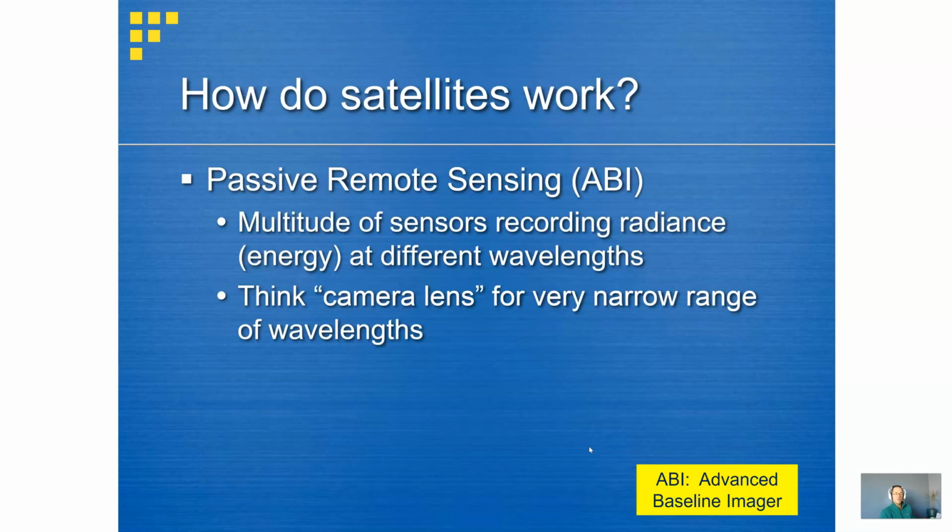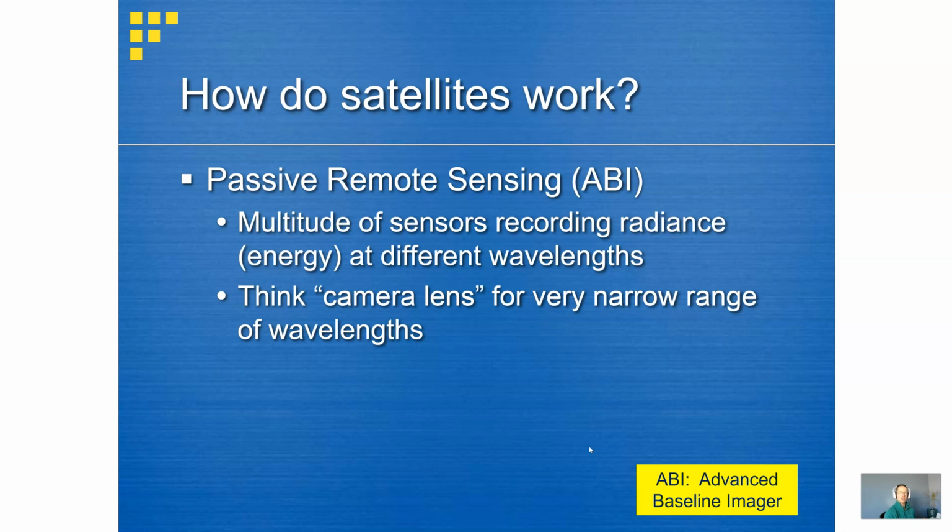But you may be wondering, or maybe not, how do these satellites actually work? And so we have this idea of a passive remote sensor, an ABI, the Advanced Baseline Imager. Here we have a number of different sensors on these satellites that are recording energy at these different wavelengths. And one thing to keep in mind, and we'll talk about this more when we talk about visible, is the idea that temperature is oftentimes going to be an important aspect into how much radiance is actually occurring. And so with all of these different sensors, we have little camera lenses.